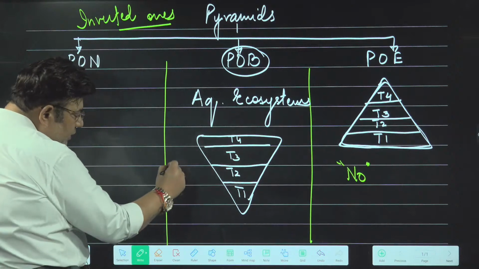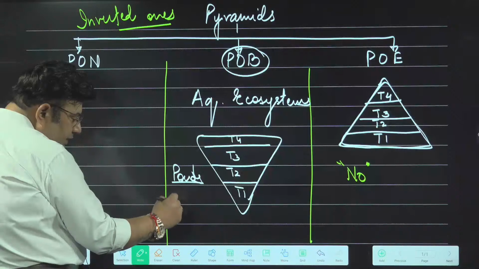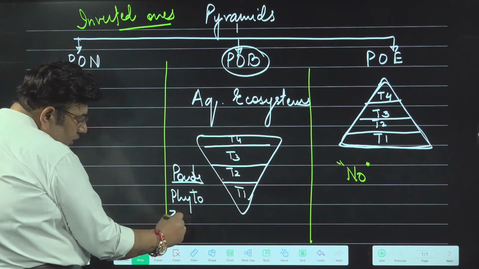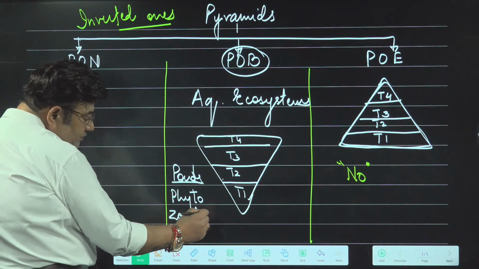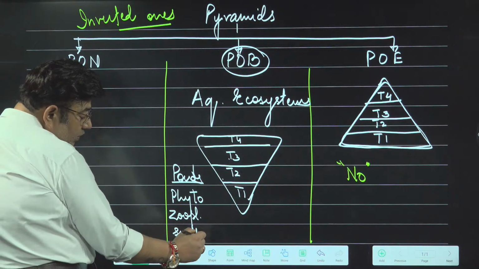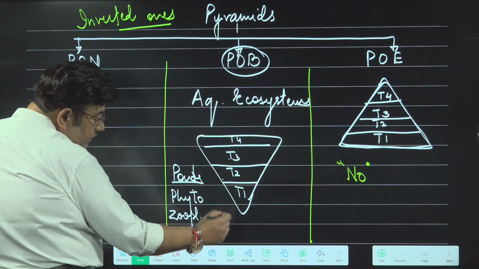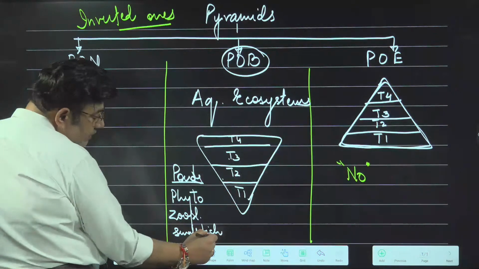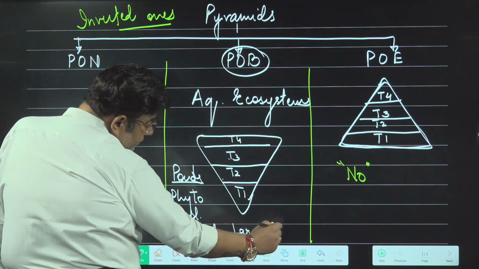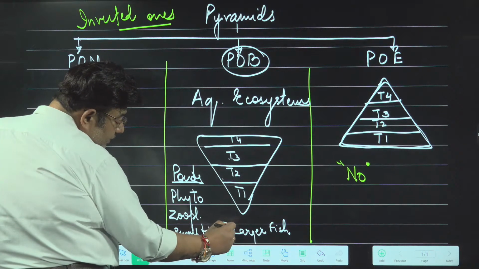If it is a pond ecosystem, what is T1? T1 is phytoplankton. T2 is zooplankton. T3 is sometimes the small fish or sometimes mollusca. I'm writing small fish. And T4 represents the larger fish.